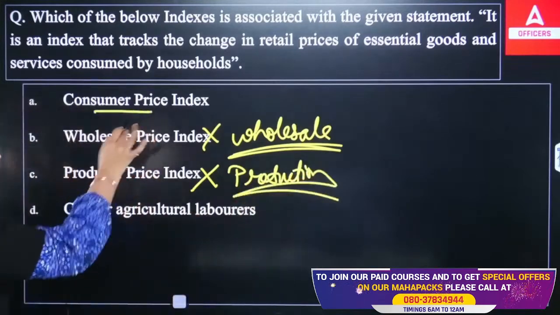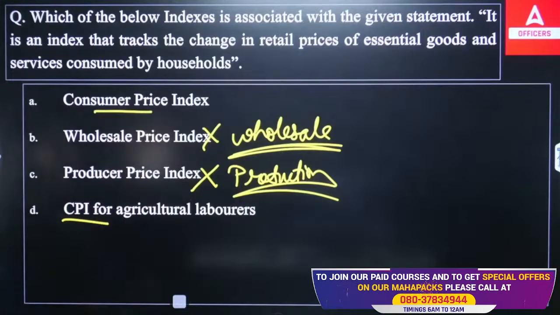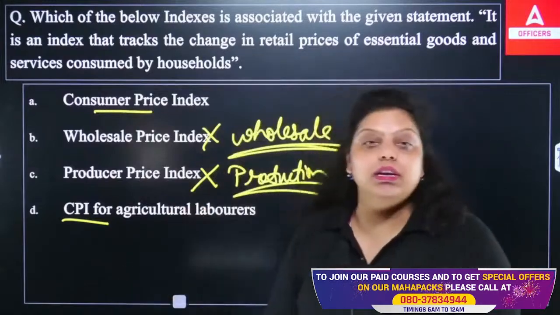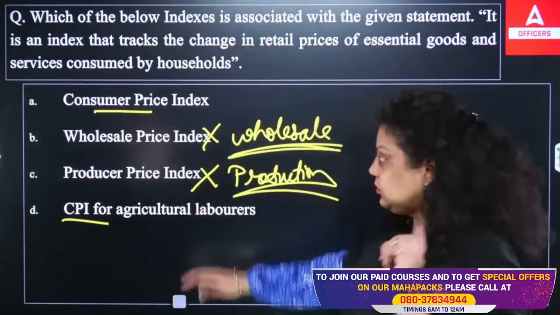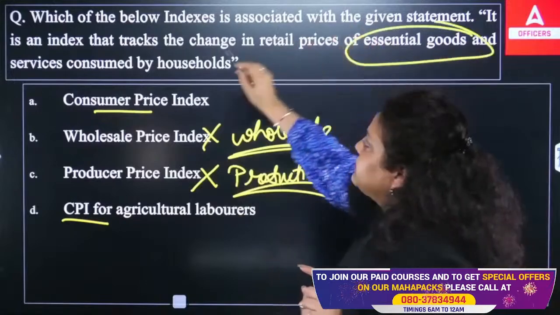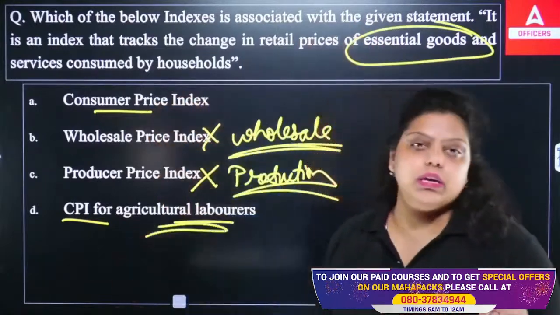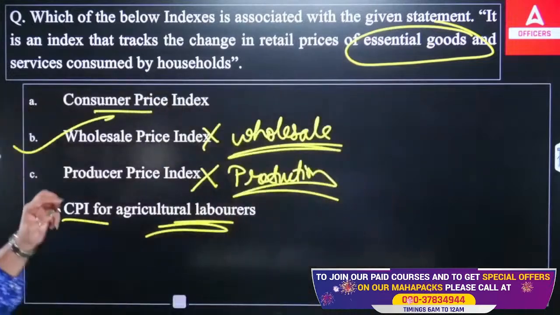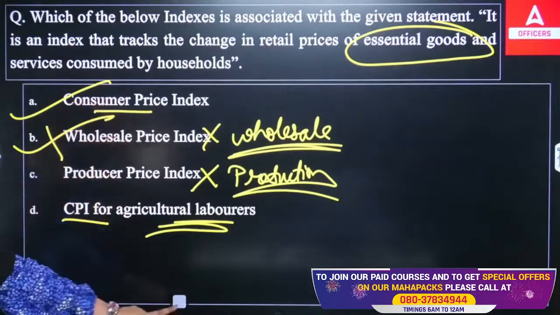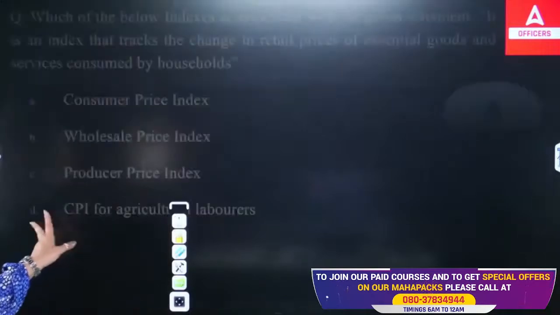Okay, so we have two options: consumer price index and the CPI for agriculture. We know that WPI measures inflation at the wholesale level and CPI measures inflation at the retail level, right? So in this situation, A and D can be right. Now we are talking about essential goods and services consumed by households. So the right answer will be, sorry, not B, it is A, consumer price index. CPI measures inflation at the retail level and also maintains the record of the cost of living of the public. So the right answer is A.